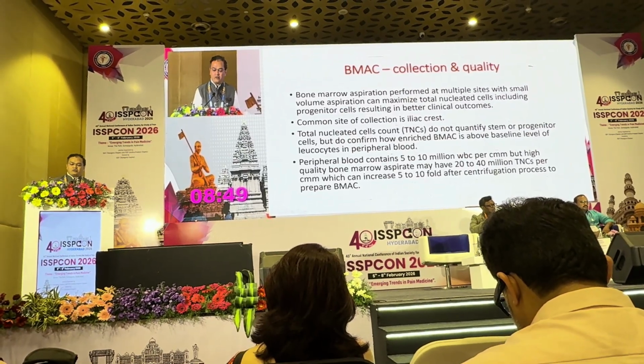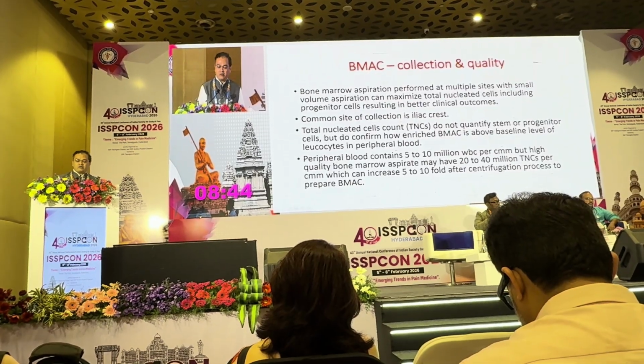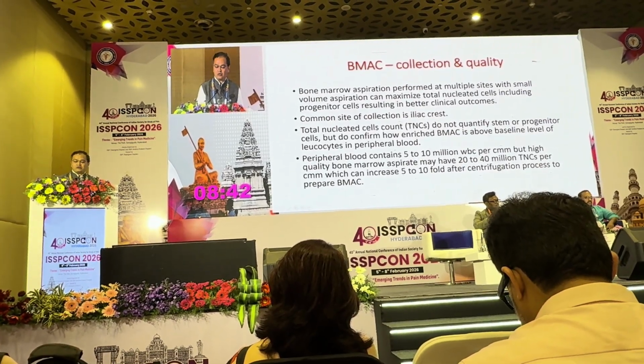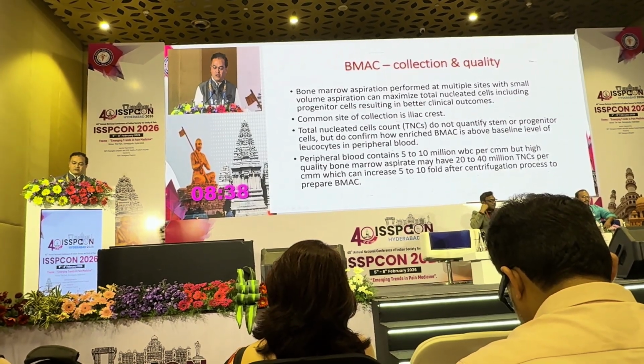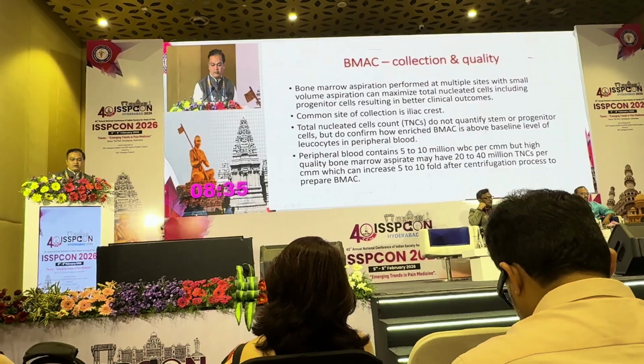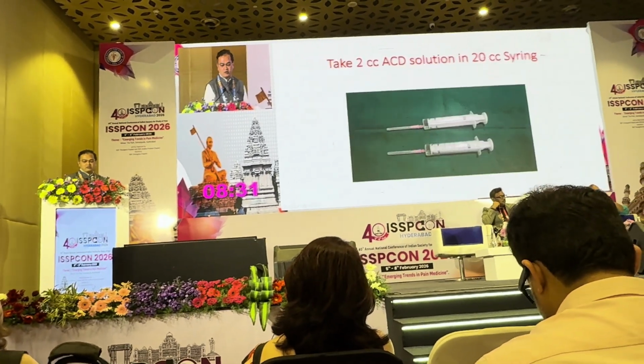Peripheral blood contains 5 to 10 million WBC per cubic millimeter, but high quality bone marrow aspirate may have 20 to 40 million total nucleated cells per cubic millimeter, which can increase 5 to 10 fold after centrifugation process to prepare BMAC. So just showing some slides of how to prepare the BMAC.